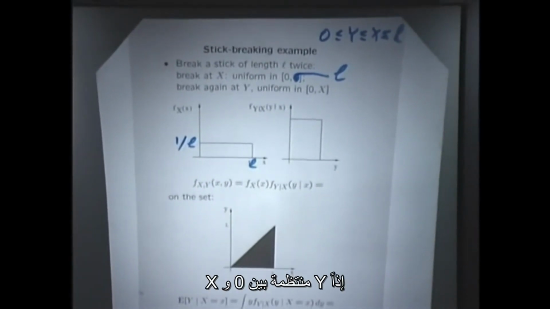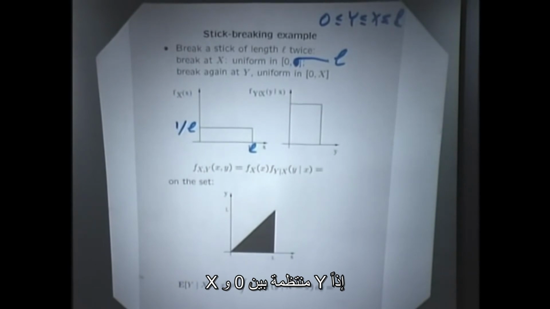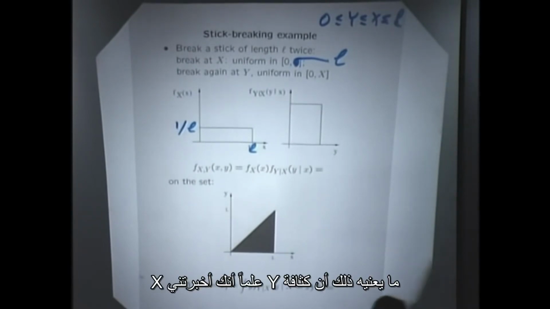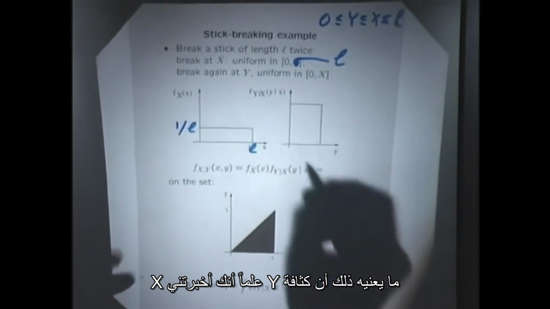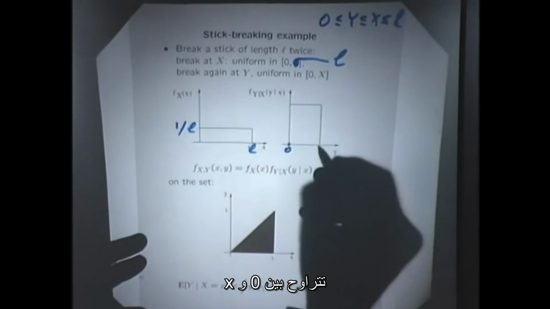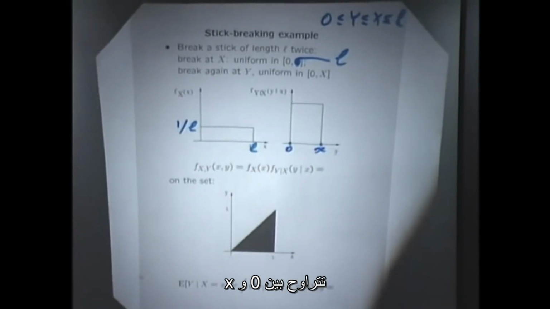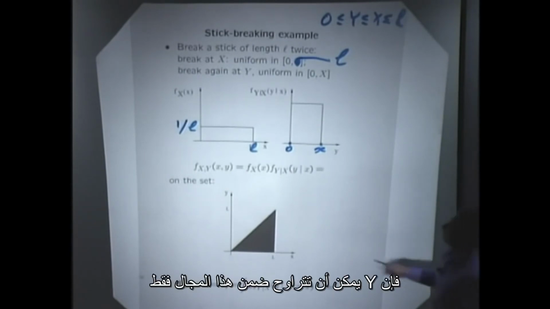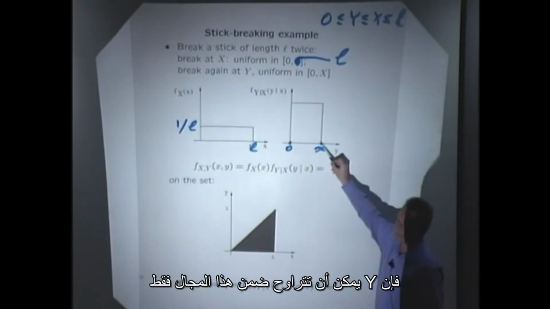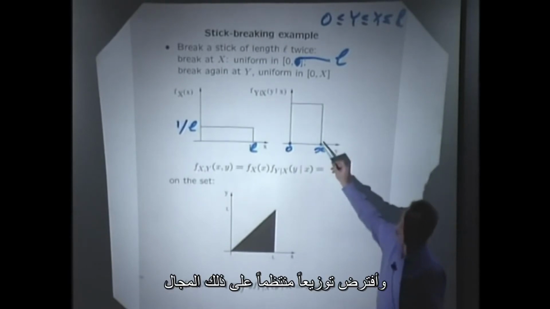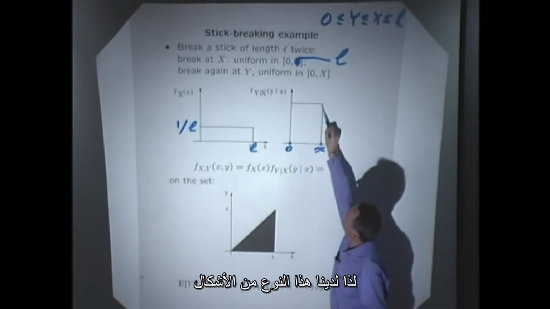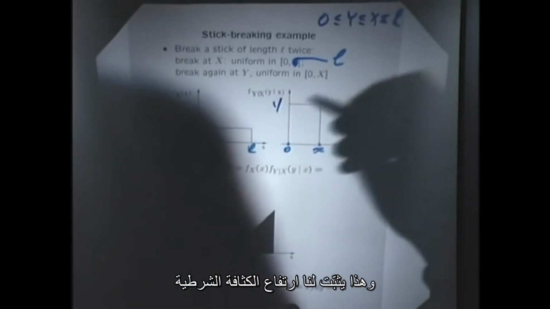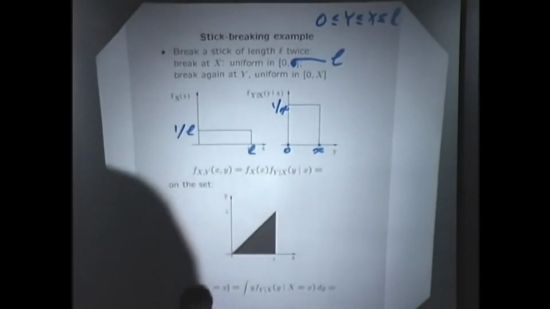So y is uniform between 0 and x. What does that mean? That the density of y, given that you have already told me x, ranges from 0 to little x. If I told you that the first break happened at a particular x, then y can only range over this interval. And I'm assuming a uniform distribution over that interval, so we have this kind of shape, and that fixes for us the height of the conditional density.